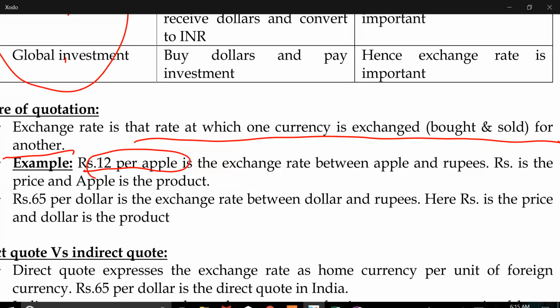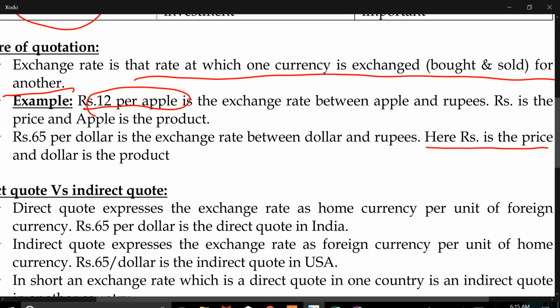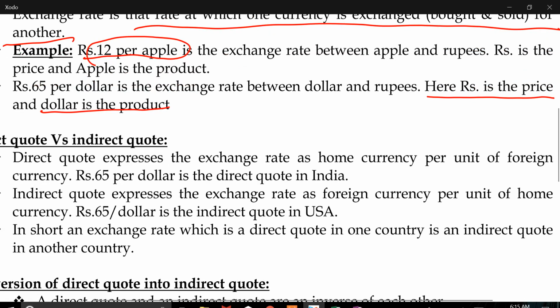Next, rupees 65 per dollar is the exchange rate between dollar and rupees. Here rupees is the price, dollar is the product. Rupees is the price and dollar is the product. Then came direct quote and indirect quote.